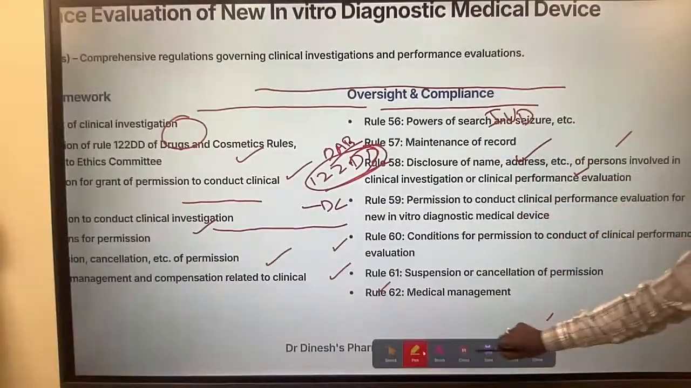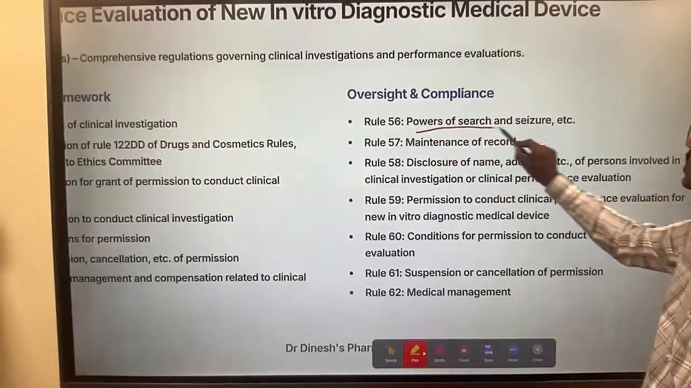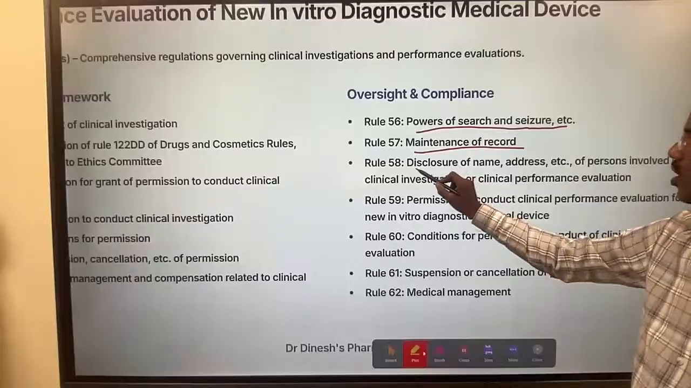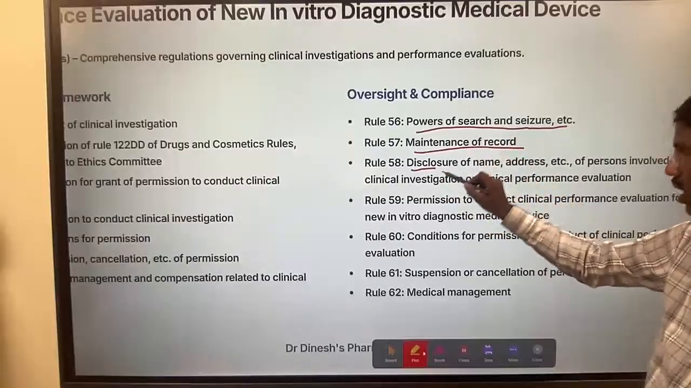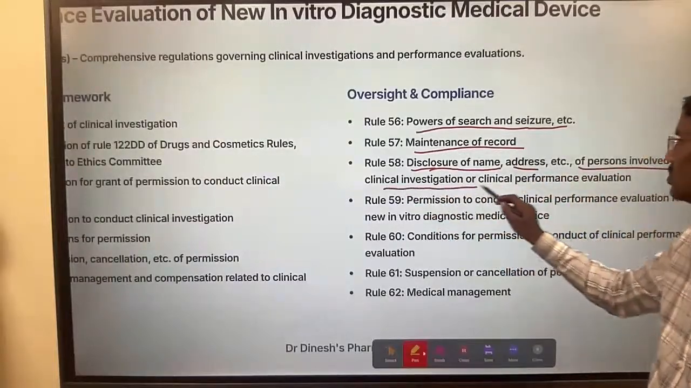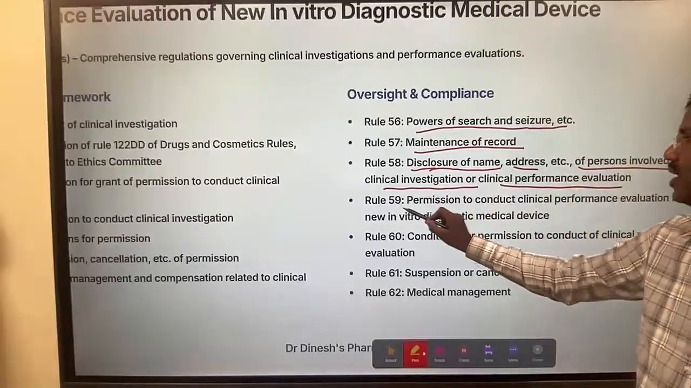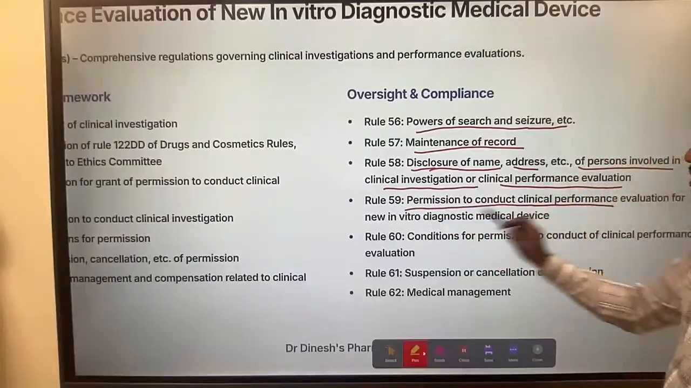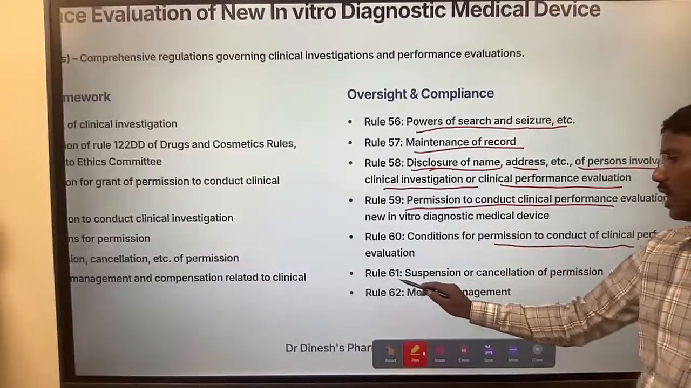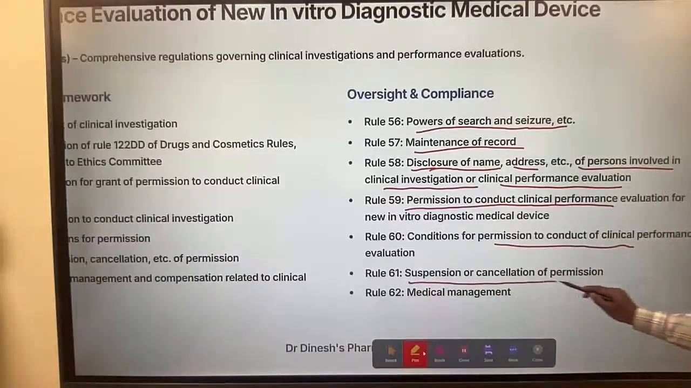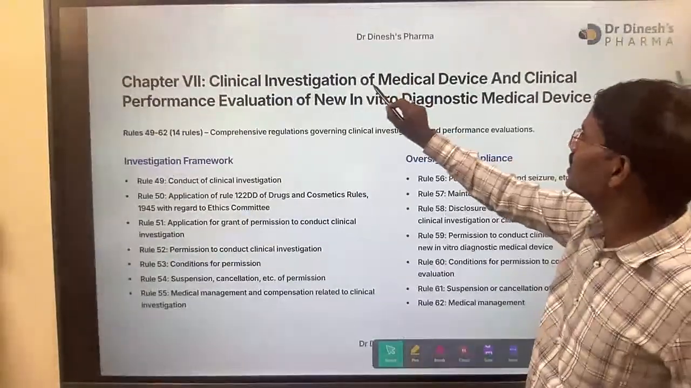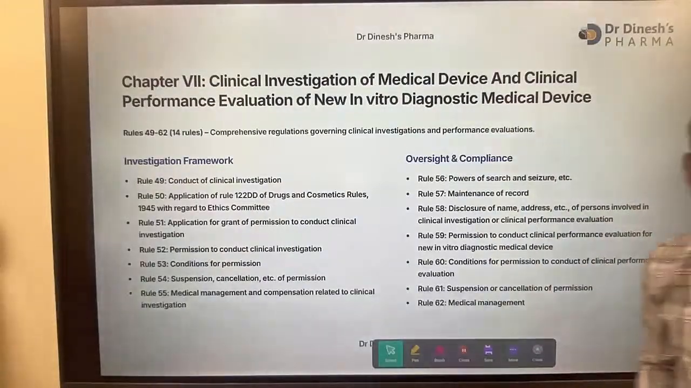So 56 talks about powers of search and seizure, and 57 talks about maintenance of record. So whether they are maintaining a record or not, the drug inspector should check the record. Then disclosure of name, address, etc. of persons involved in clinical investigation or clinical performance evaluation, right? And 59 talks about permission to conduct clinical performance evaluation for new IVD. 60 talks about conditions for permission to conduct clinical performance evaluation, and last but not the least, suspension or cancellation of permission and medical management. So this whole chapter talks about clinical investigation of medical device and clinical performance evaluation of medical device.